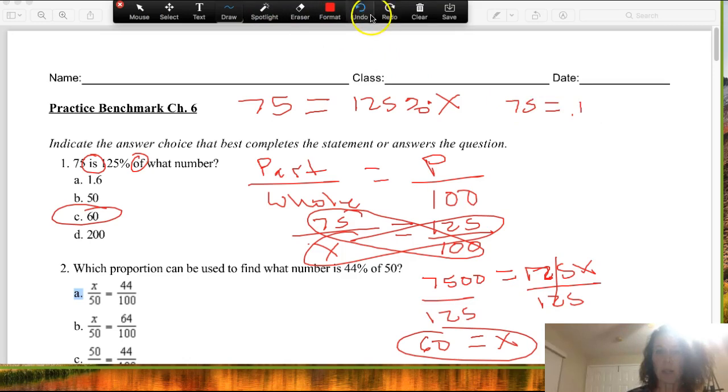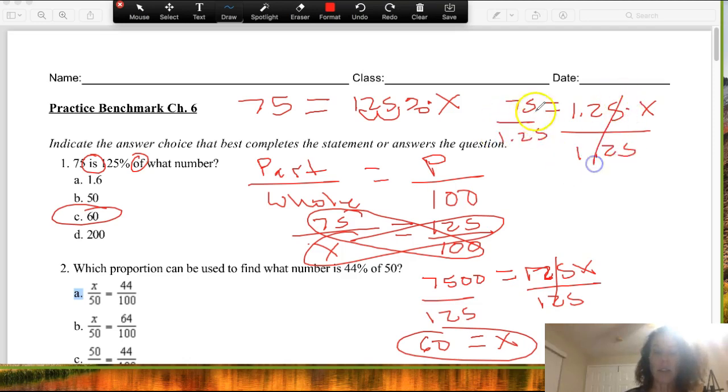To change from a percent to a decimal, you move over 2 spots. 75 equals 1.25 times X. Now solve for X. Divide both sides by 1.25. Simple as that. And if I do 75 divided by 1.25, I'm going to get 60, and that equals x. And there you have it, same answer. So that's why I like the percent equation.